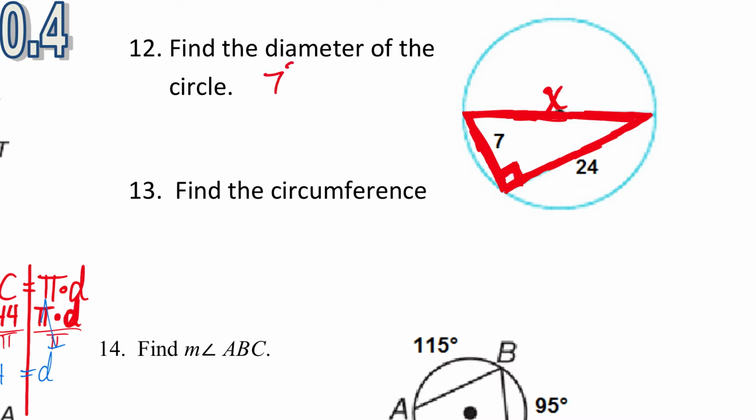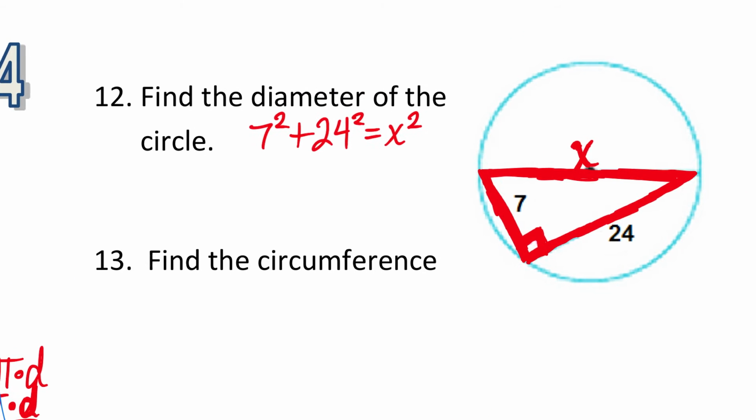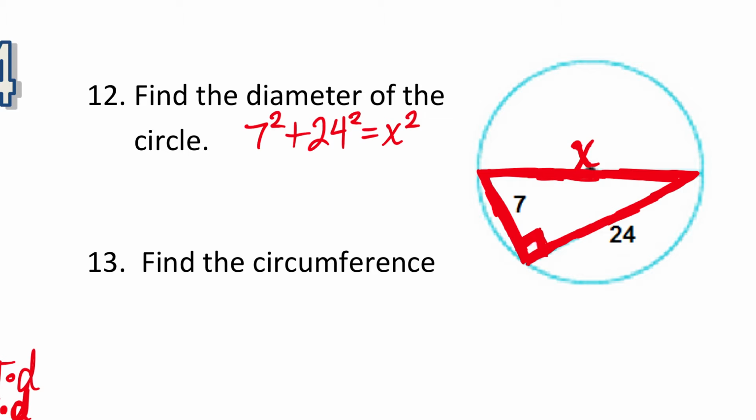So we're going to do 7 squared plus 24 squared equals x squared. Okay, Pythagorean theorem. It's a right triangle. Two legs, looking for the hypotenuse. X is the hypotenuse, the C. 7 squared plus 24 squared is 625, working that all out in one shot, equals x squared.